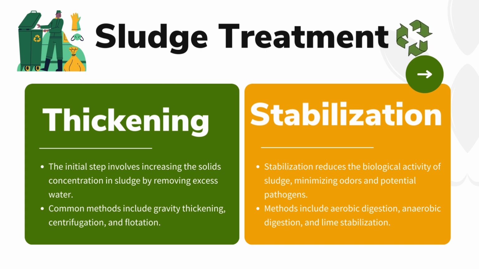Stabilization is the next essential step, where we work to reduce the biological activity of sludge. This minimizes unpleasant odors and the presence of potential pathogens, making the sludge safer. Methods of stabilization include aerobic digestion, anaerobic digestion, and lime stabilization.